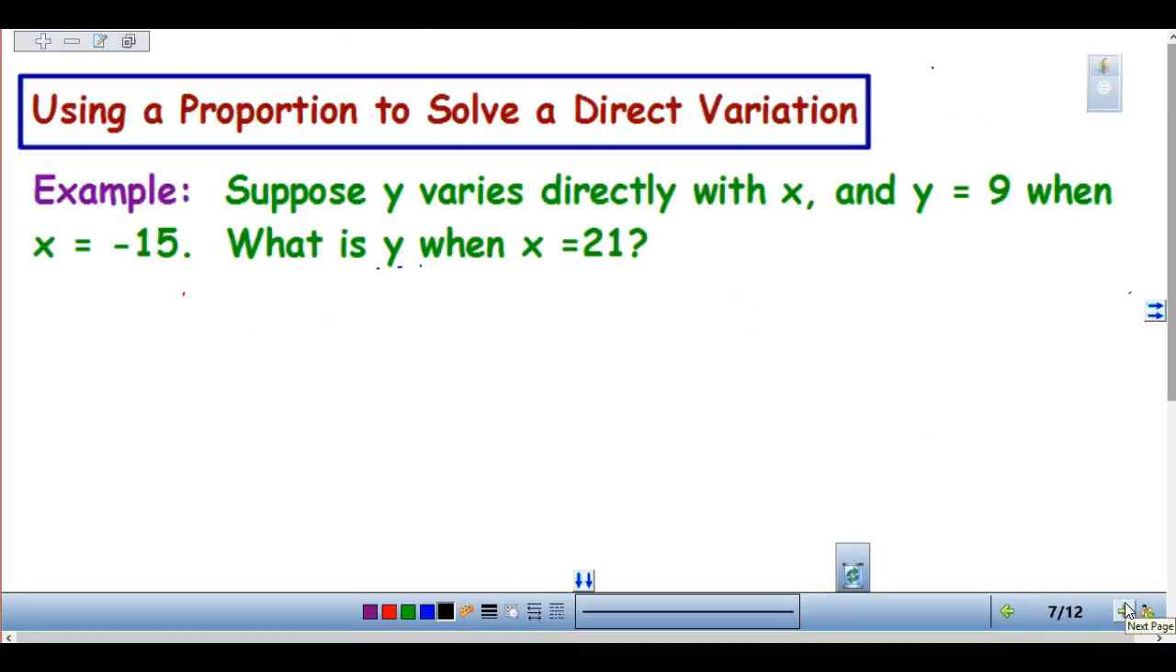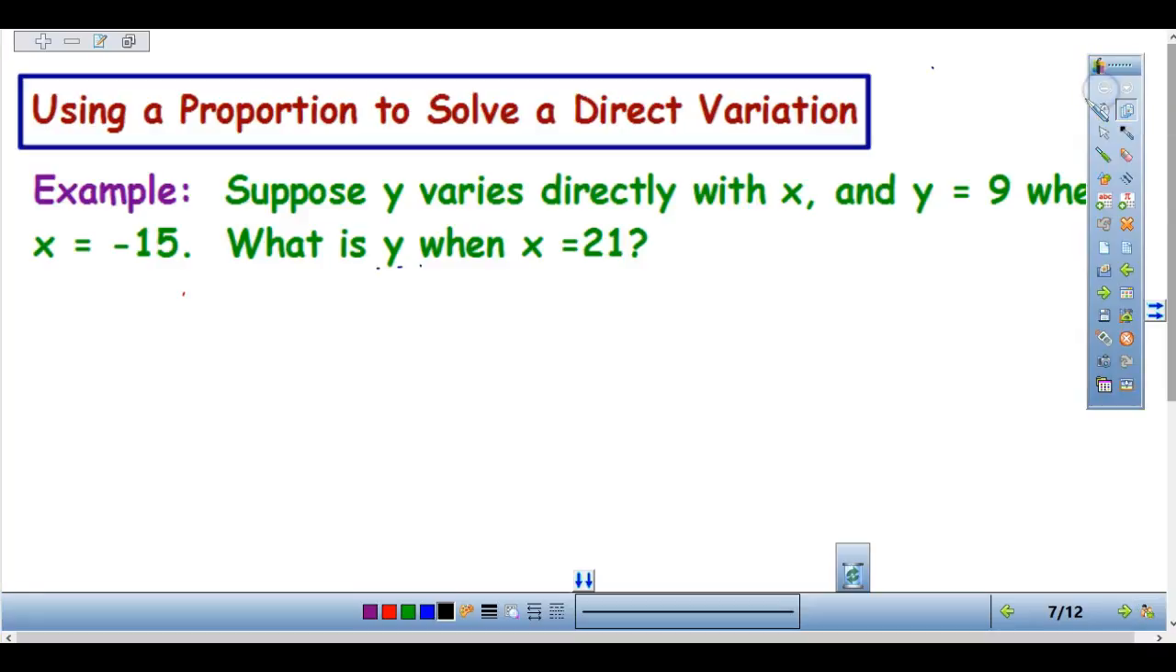Next type of questions look like this. I'm going to show you two methods. I'm going to show you both. You can decide which one is easier. I'm going to show you what I think is easier first, and then I'll show you the other method. There are some teachers who use some of both in the other class, so you guys will get to decide. Okay, so the first sentence says, suppose y varies directly with x.